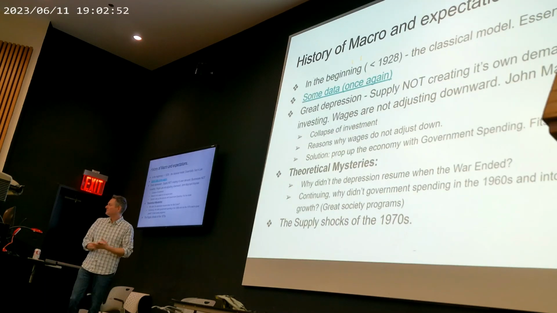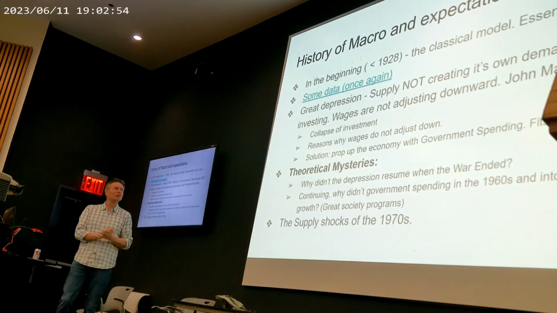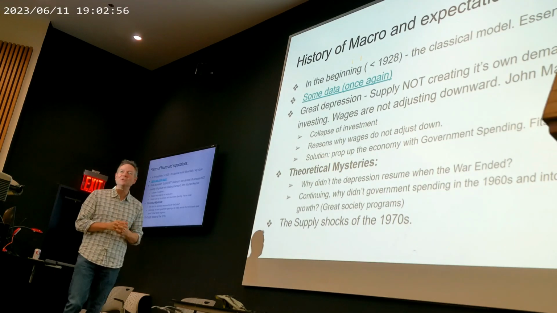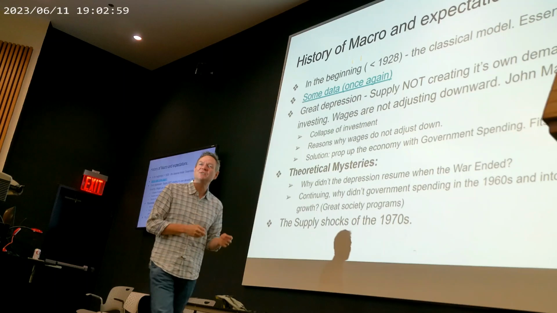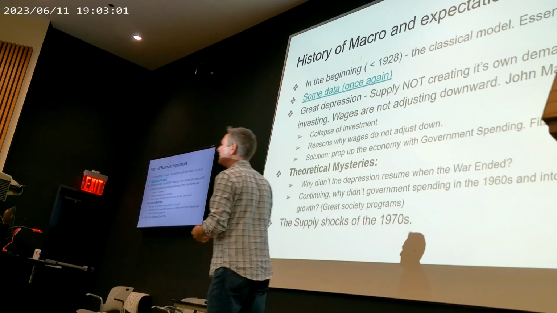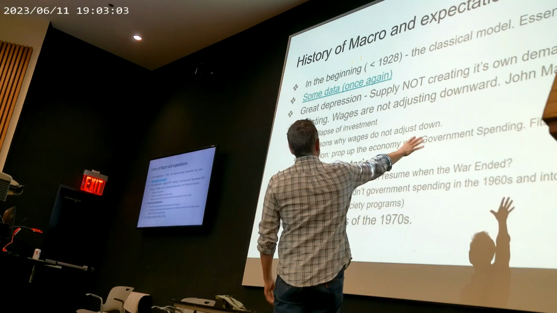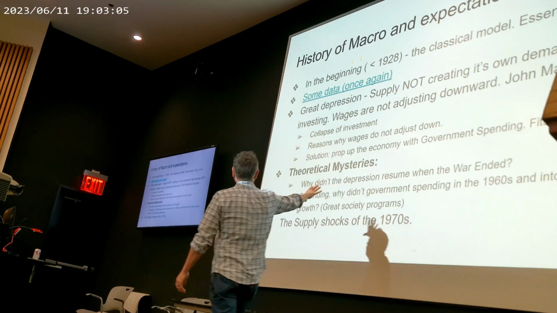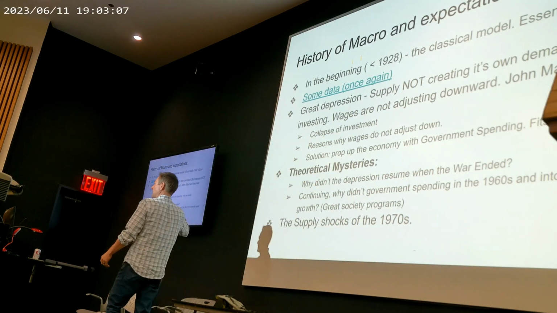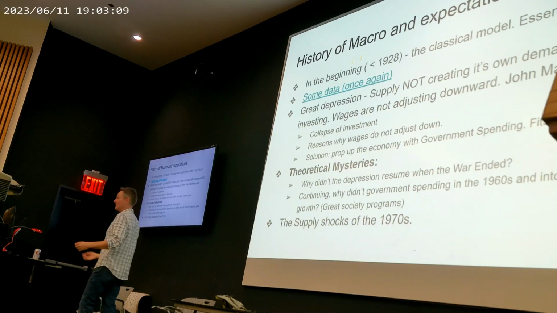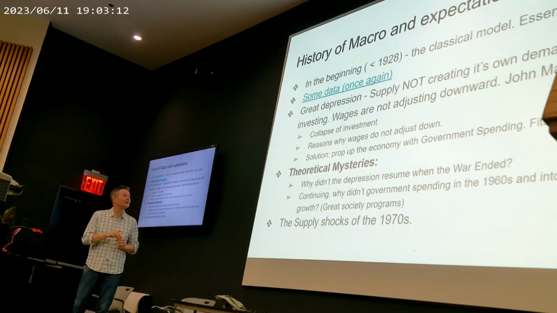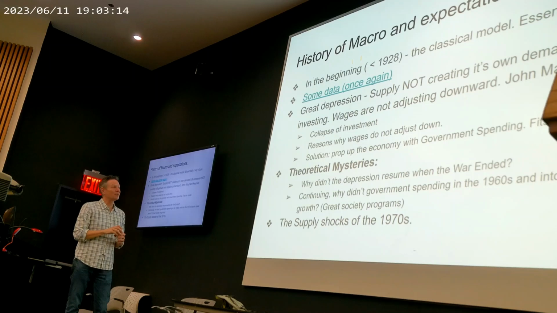Well, anyways, let's take a little bit of a walk down memory lane here. We've done this a couple of times, but maybe we'll do it again and now emphasize different things. So before we had any of this macro, essentially economists just relied on Say's law, the idea that supply creates its own demand. Once again, the Great Depression came along and it seemed like something happened so that this wasn't working.